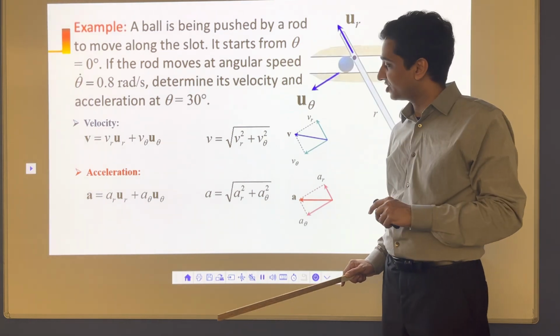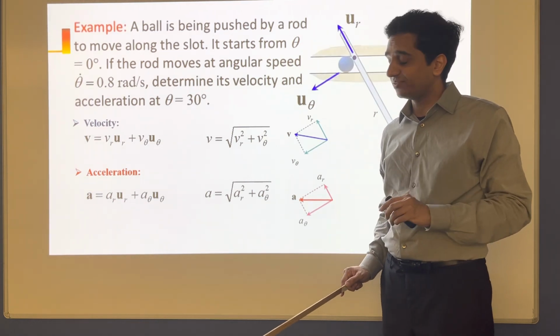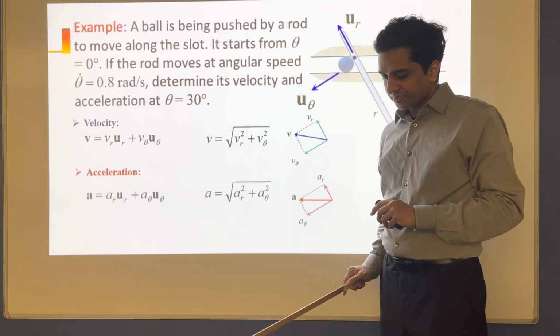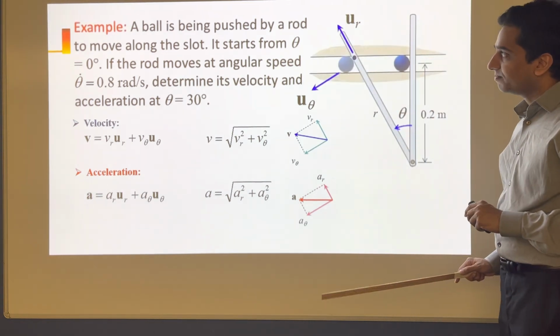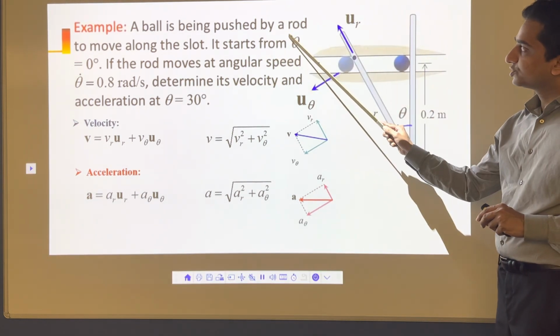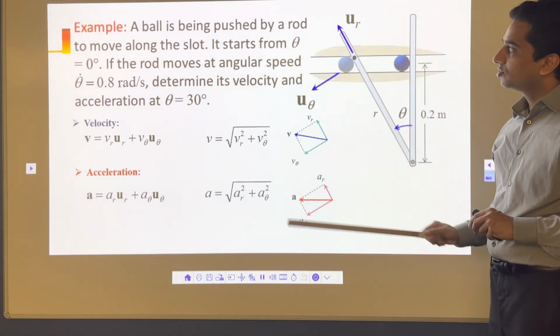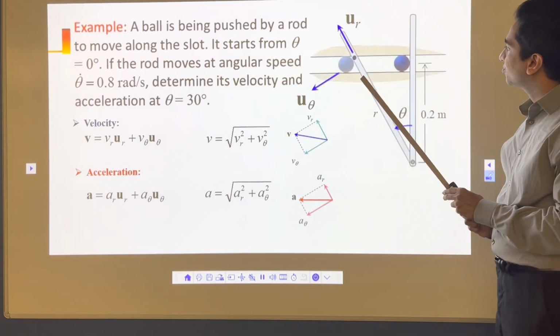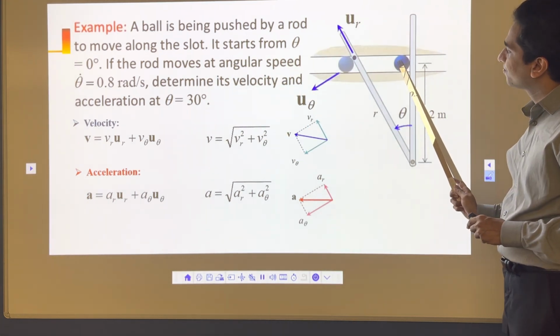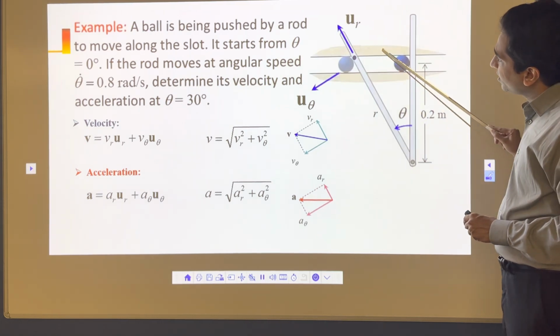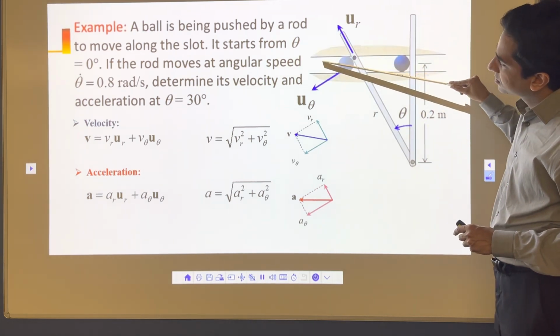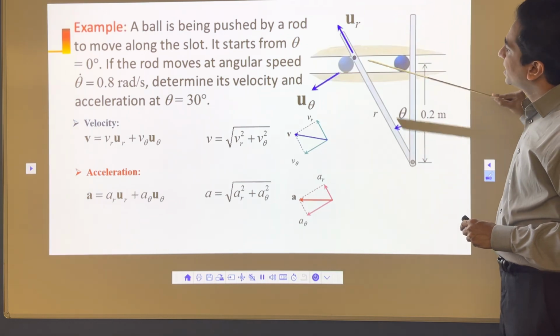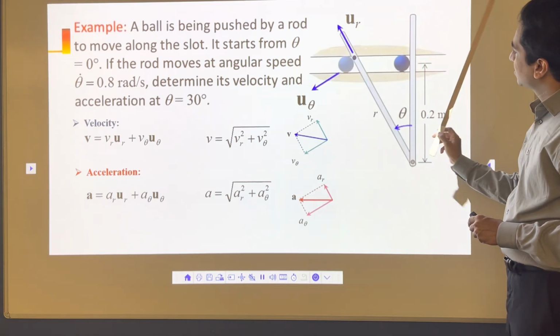This is a very interesting problem. Pay attention. So what we have in this problem is a ball being pushed by a rod to move along the slot. So there is a ball here, and it's going to be pushed in this slot by a rod.